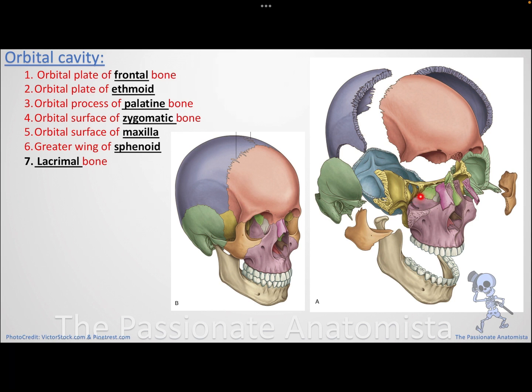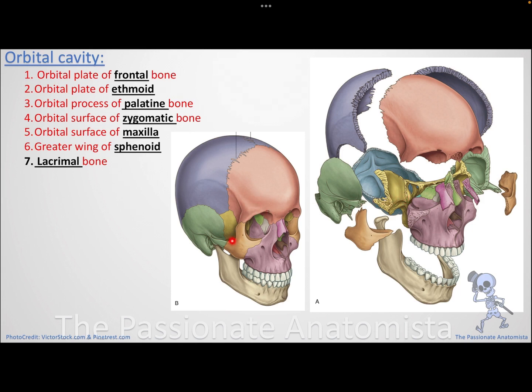From the palatine bone we have a process. We call it the orbital process. From the ethmoid we have a plate. We call it the orbital plate of ethmoid. And then we have a separate bone here, you guys. Imagine that you are crying and your tears are falling deep to this structure, so we call it the lacrimal bone. This is a separate bone. And also remember that the greater wing of sphenoid will participate in formation of the orbital cavity, and you even have the orbital fissure. It lies within the sphenoid bone, the greater wing of sphenoid.